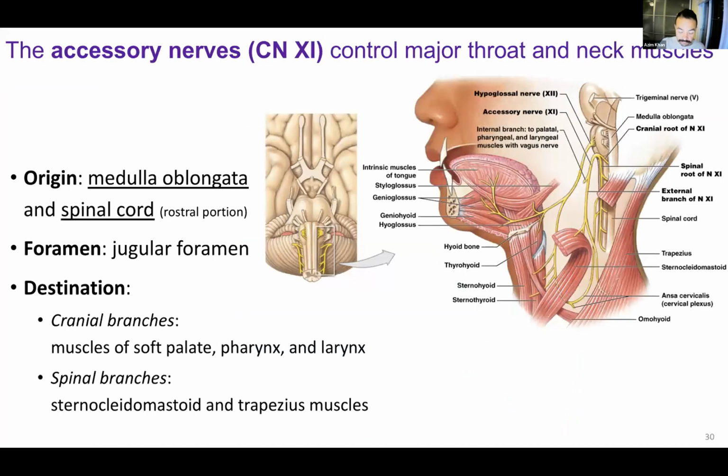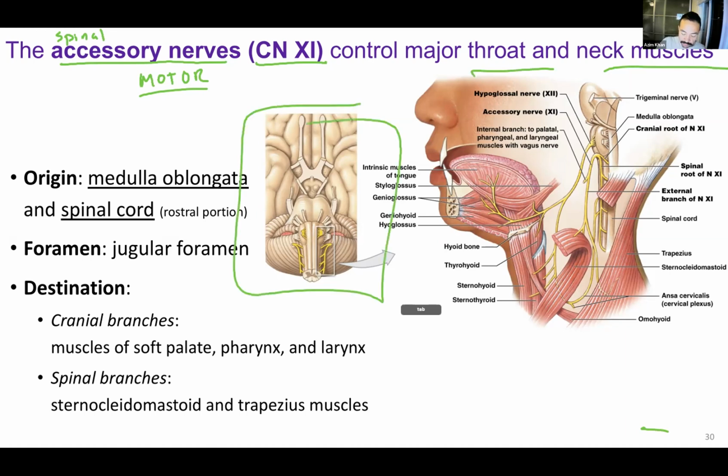Cranial nerve 11 is the accessory nerve. You might see it called the spinal accessory nerve. It's the same thing. I'm just going to call it the accessory nerve. The accessory nerve is motor. It is not sensory. It is not mixed. It is a motor nerve. Controls major throat and neck muscles.